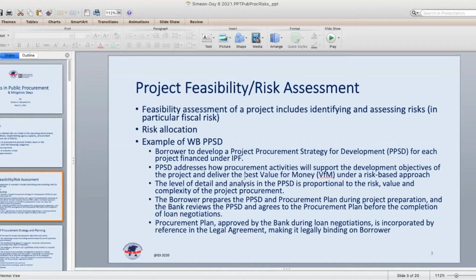And basically, the PPSD process is essentially designed to have the procuring entity go through a process of market research and a definition of its procurement strategy for the purpose of maximizing value for money. And I would invite you to check out the World Bank website, where I believe they have more information on the PPSD. It's an interesting development. It adds time to project preparation, but hopefully saves time in the actual procurement cycle.